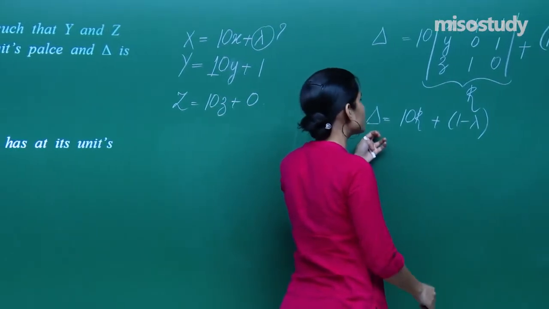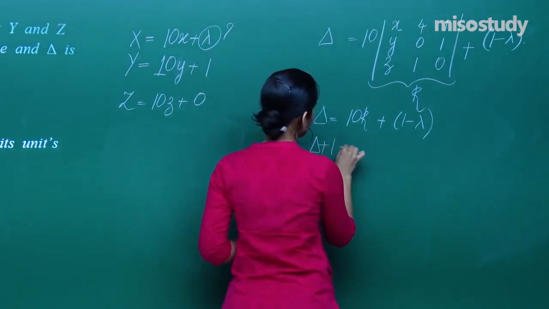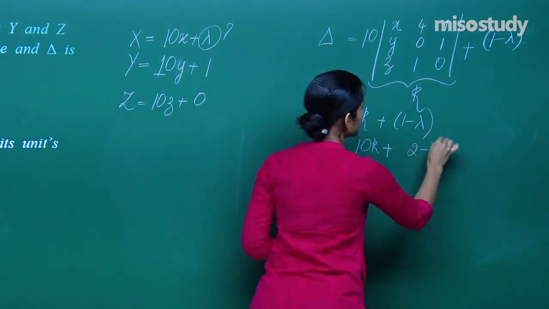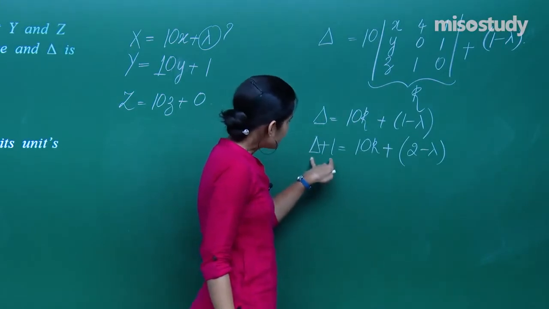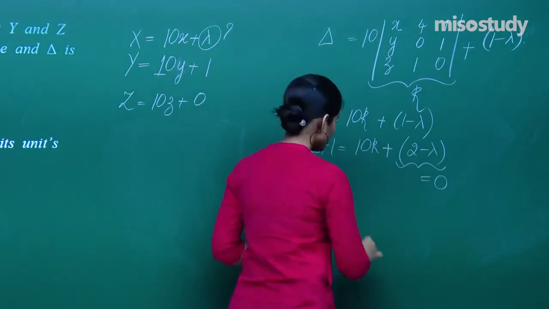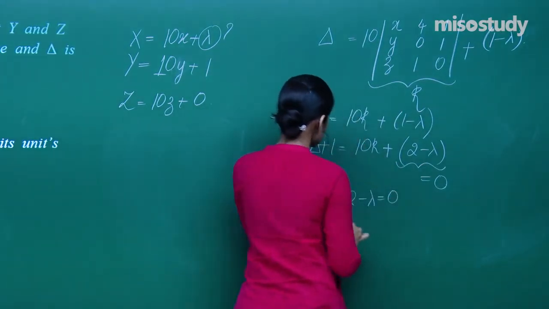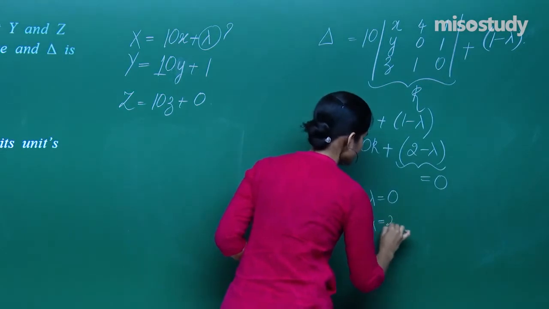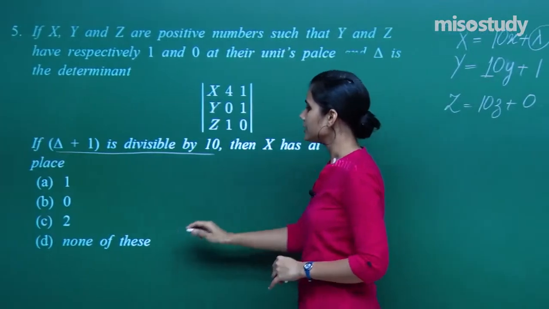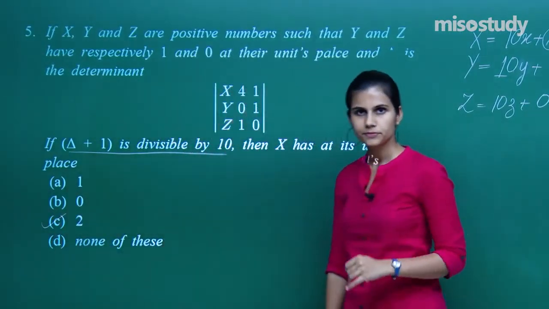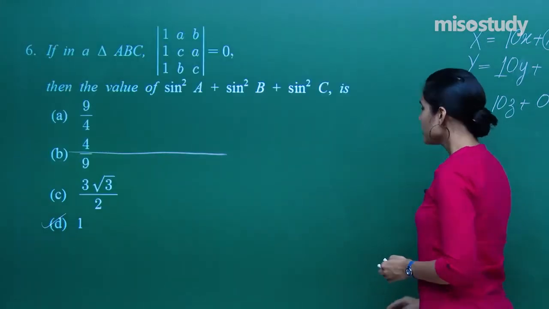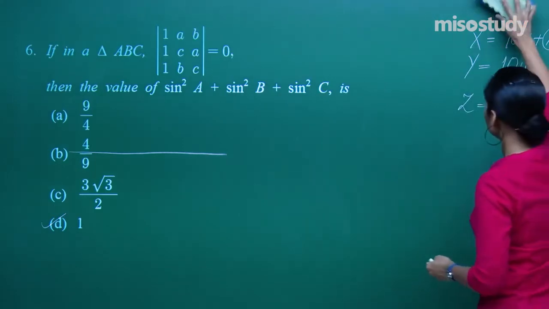So delta plus 1 will be 10k plus 1 minus lambda plus 1, which is 2 minus lambda. If delta plus 1 is divisible by 10, that means this remainder is 0. So if 2 minus lambda is 0, because delta plus 1 is divisible by 10, lambda is 2. So at the units place, that is this lambda has come out to be the number 2. Pretty nice question.